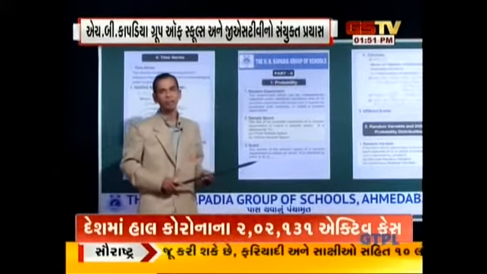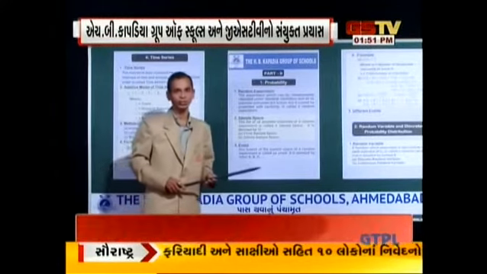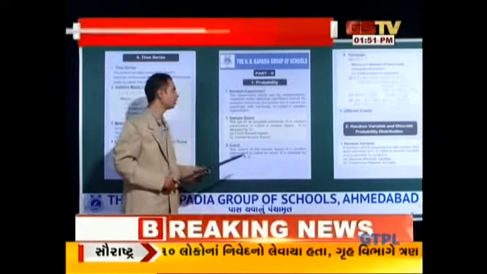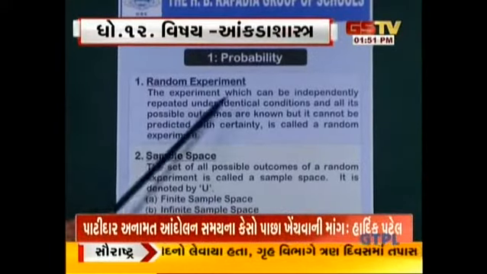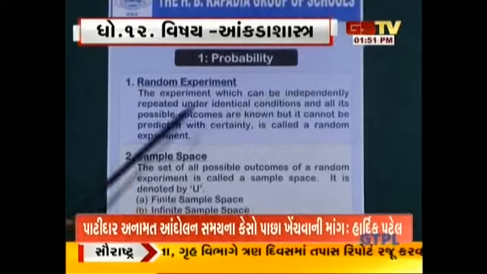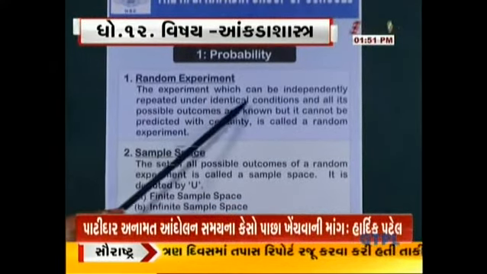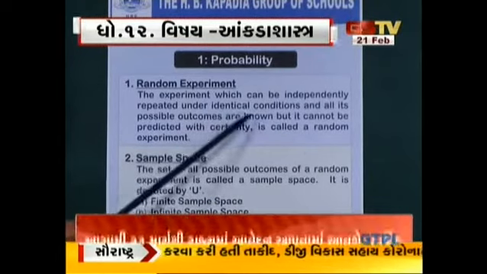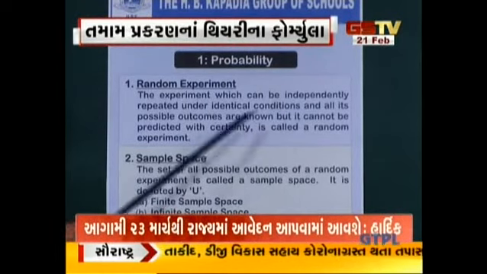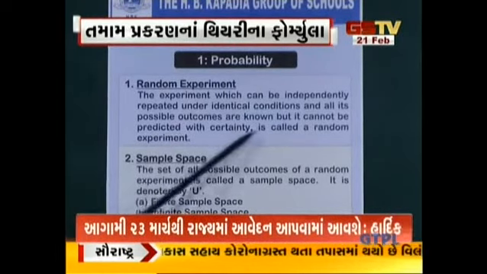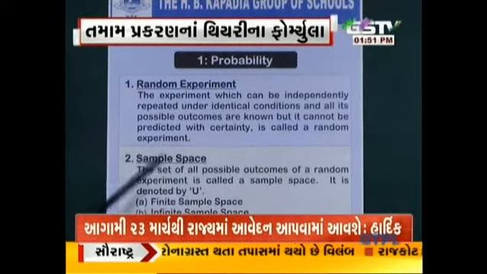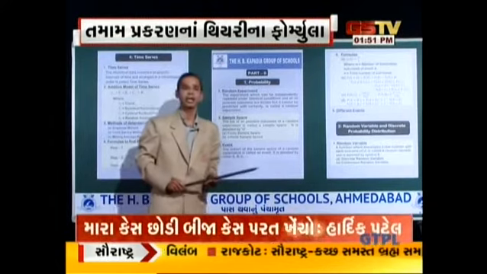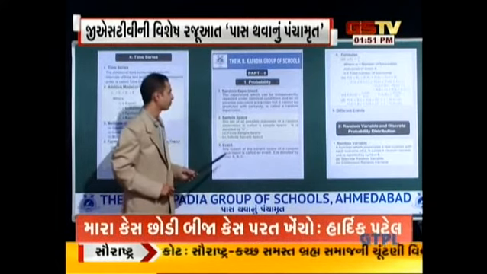Before understanding the meaning of probability, first we should understand random experiment. So here is the meaning: the experiment which can be independently repeated under identical conditions and all its possible outcomes are known, but it cannot be predicted with certainty, is called a random experiment. Tossing of a coin and throwing of dice are examples of random experiment.